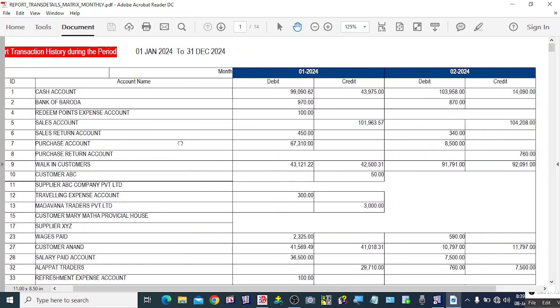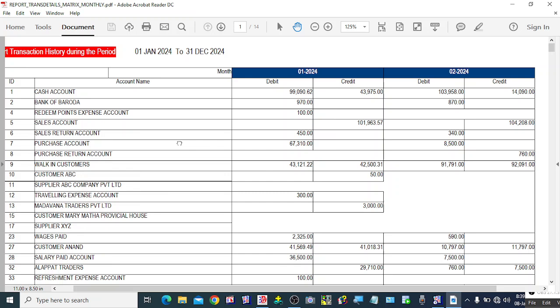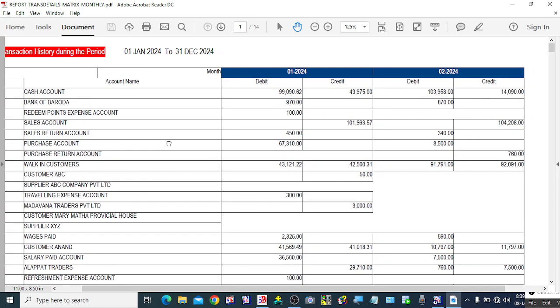Here, if you want to make a comparison of the month-wise breakup of the cash account, from this report we can very easily understand that during the month January, 99,090 is the total receipts or debit, and on the credit side you can see 43,975. This is the total expenses that occurred during the month January 2024.